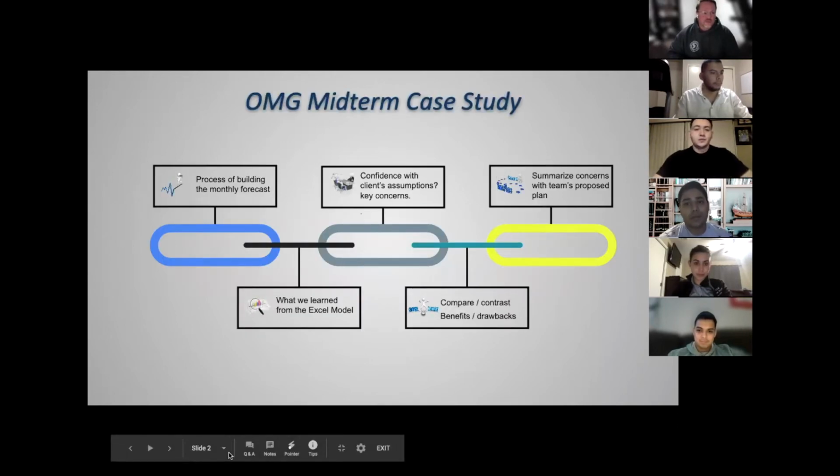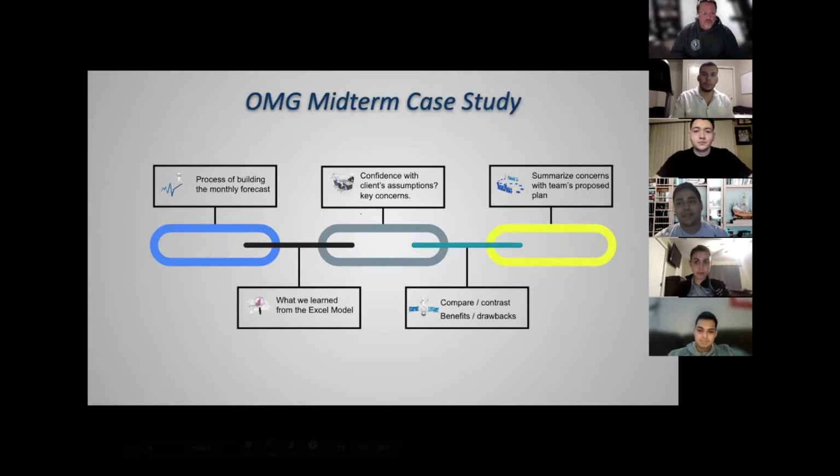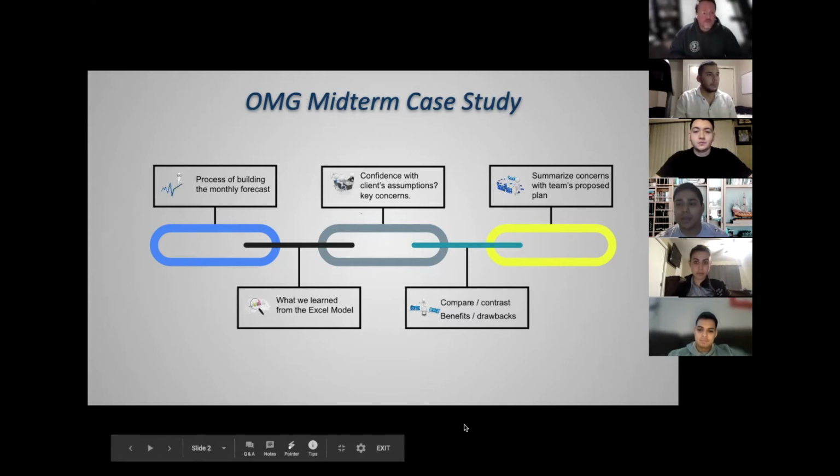So for the brief overview, we have the process of building the monthly forecast, confidence with the client's assumptions and key concerns, a summary of the team's proposed plan, what we learned from the Excel model, and we're going to compare and contrast the benefits and drawbacks.